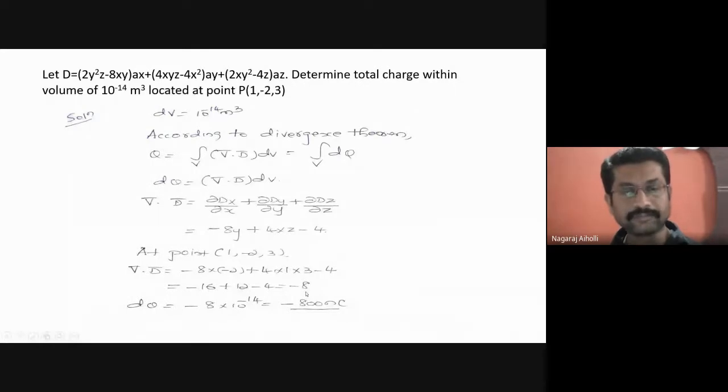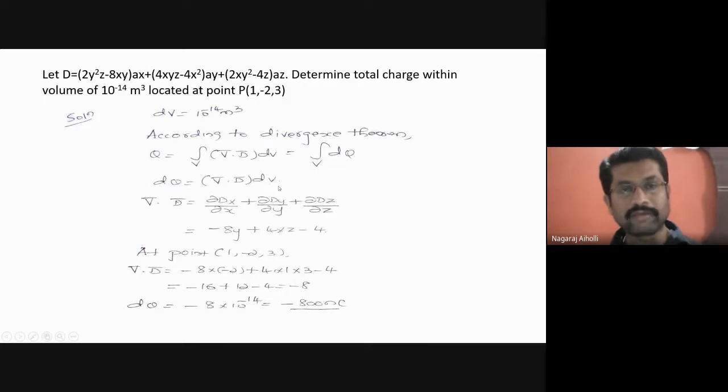This is just the divergence. Now, what is the equation for the charge? dQ equals del dot D bar dv. Del dot D bar dv will give the charge Q. That is, del dot D bar is minus 8, into dv.